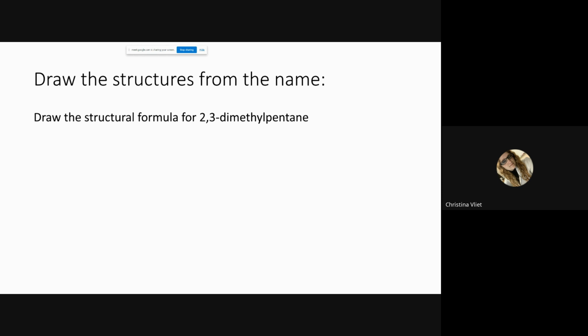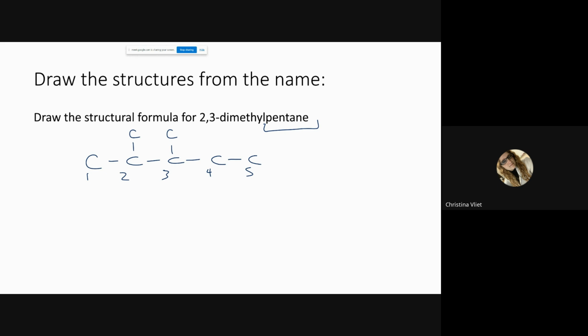Try one more of this type. Structural formula for 2,3-dimethyl pentane. How many carbons in a row for pentane? What do we got here? Pentane means 5. This time I'm going to be vanilla. So 1, 2, 3, 4, 5. On carbon 2, we've got a methyl. And on carbon 3, we've got a methyl.